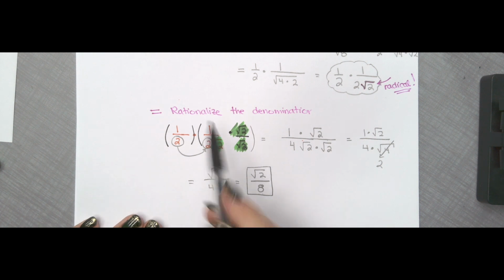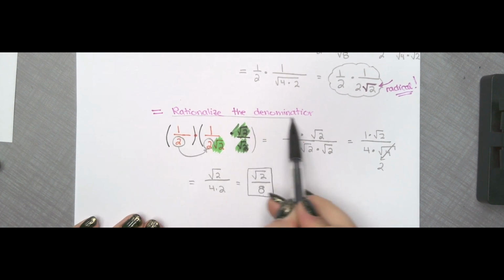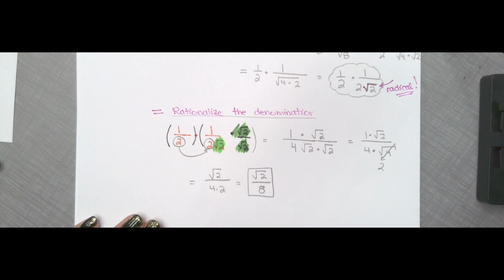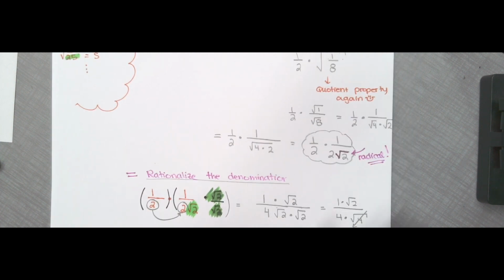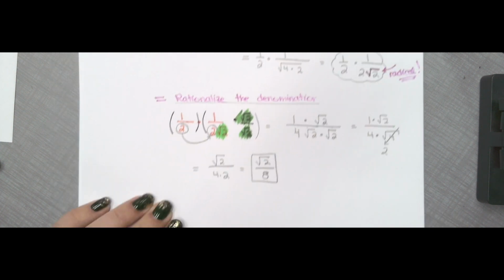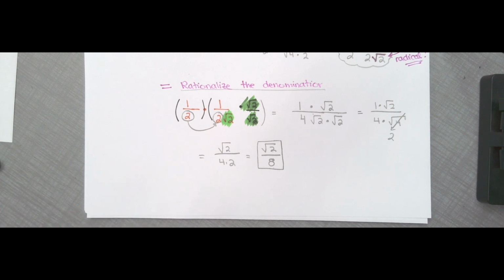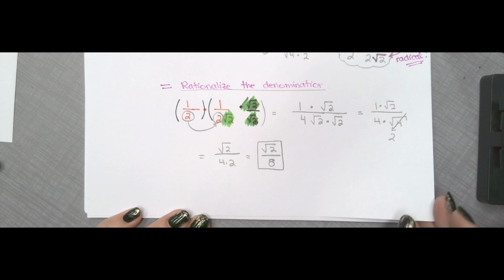So again, this right here is testing you if you know how to rationalize the denominator. It's also testing you on the quotient property because you have to use it twice. We're going to do another one like this. Does anyone still need more time on this? Go ahead.